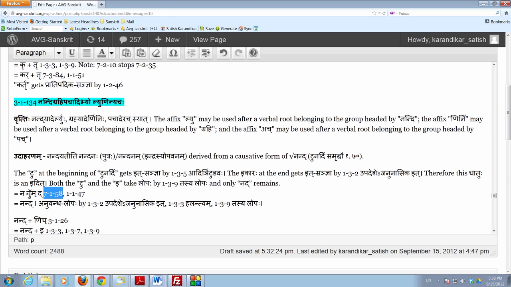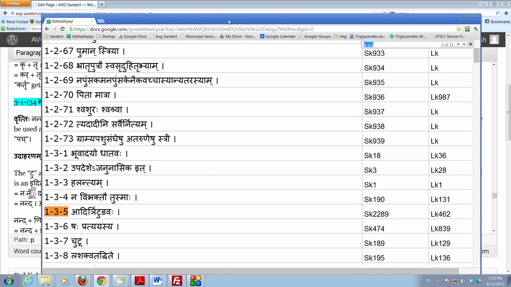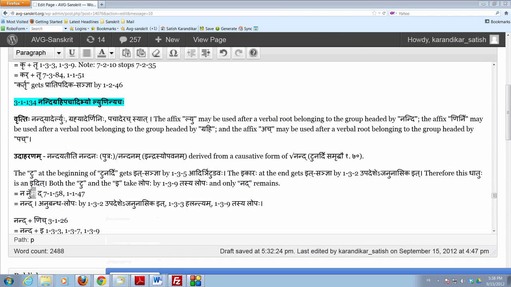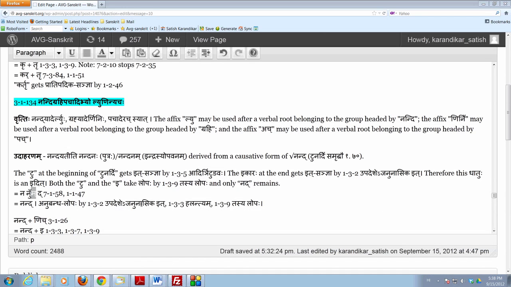Now, the numagamaha is a mit. It has makara as an it by halantyam, and we know that a term which has makara as it attaches itself after the last vowel of the term to which it is being attached. So, midachontyat paraha dictates that this agamaha num should attach itself after the last vowel of the term to which it is going. Now there is only one vowel in the term nad, the akara. So num comes after the akaraha, which is the last vowel. So we get na, num, da. And by anubandha lopaha, upadeshe janunasika it, halantyam, tasya lopaha, we get nanda.